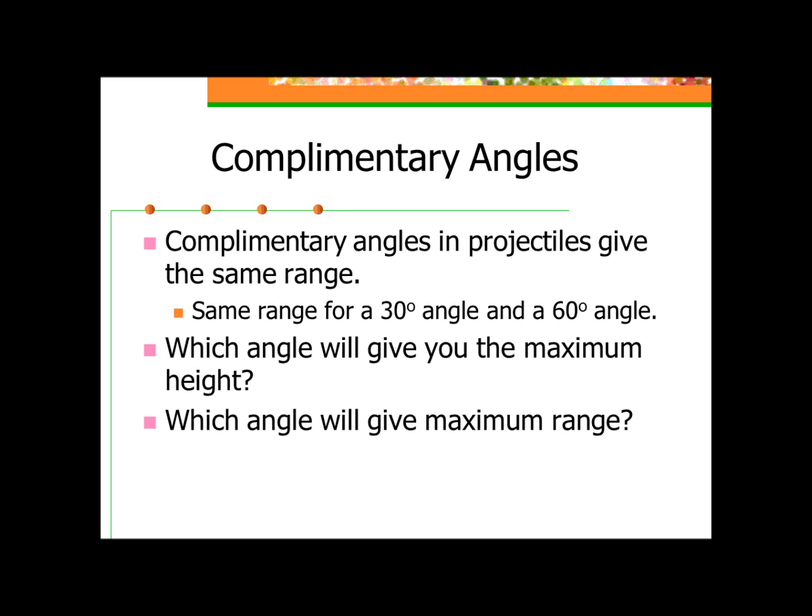So which angle will give maximum range? It's the one that is its own complement, which would be 45. 45 and 45 make 90. So a 45-degree angle will give maximum range. The closer they are together, the further out it'll go, which means 45 will give maximum range. So you could also look at it as, the closer the angle is to 45, the further out it'll go. I've got a little short video to show you that.